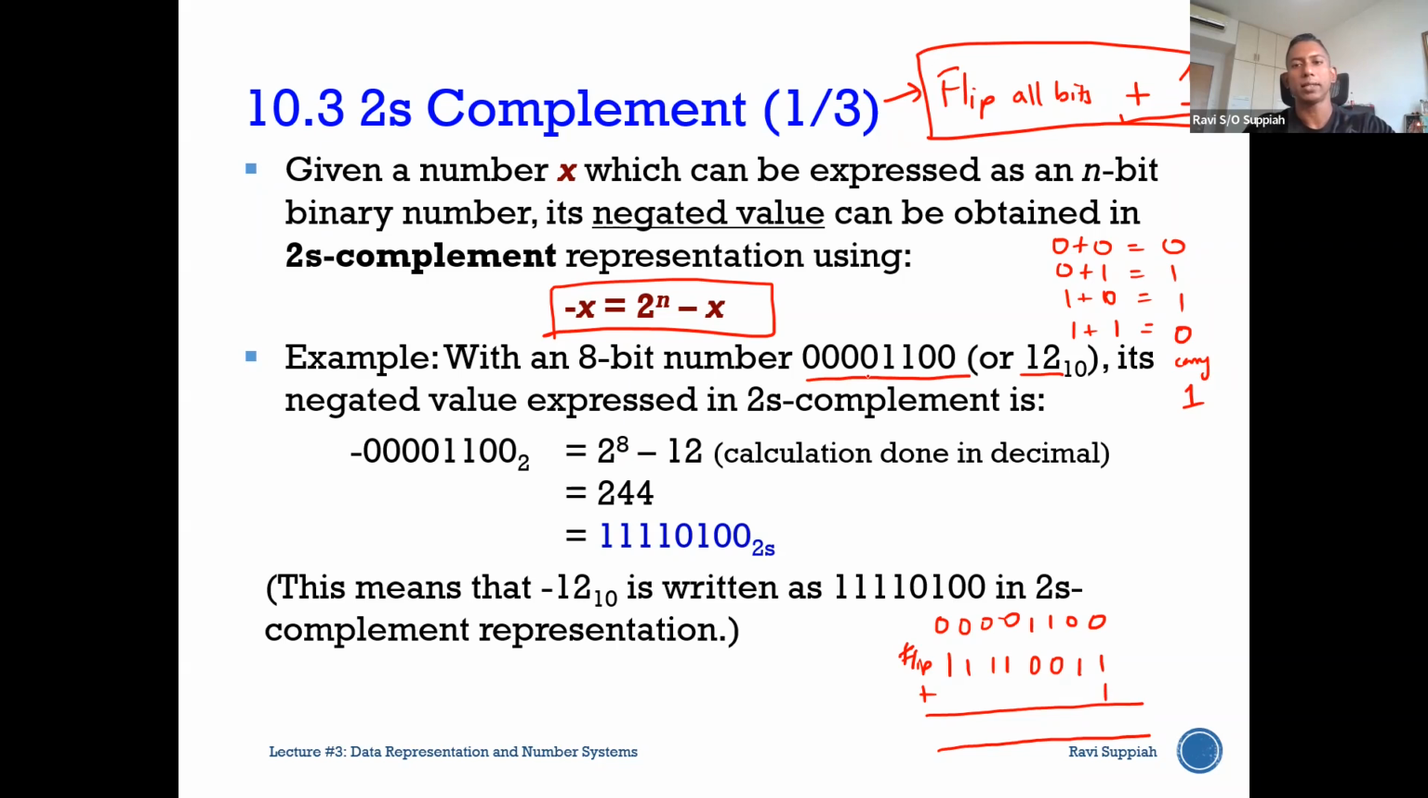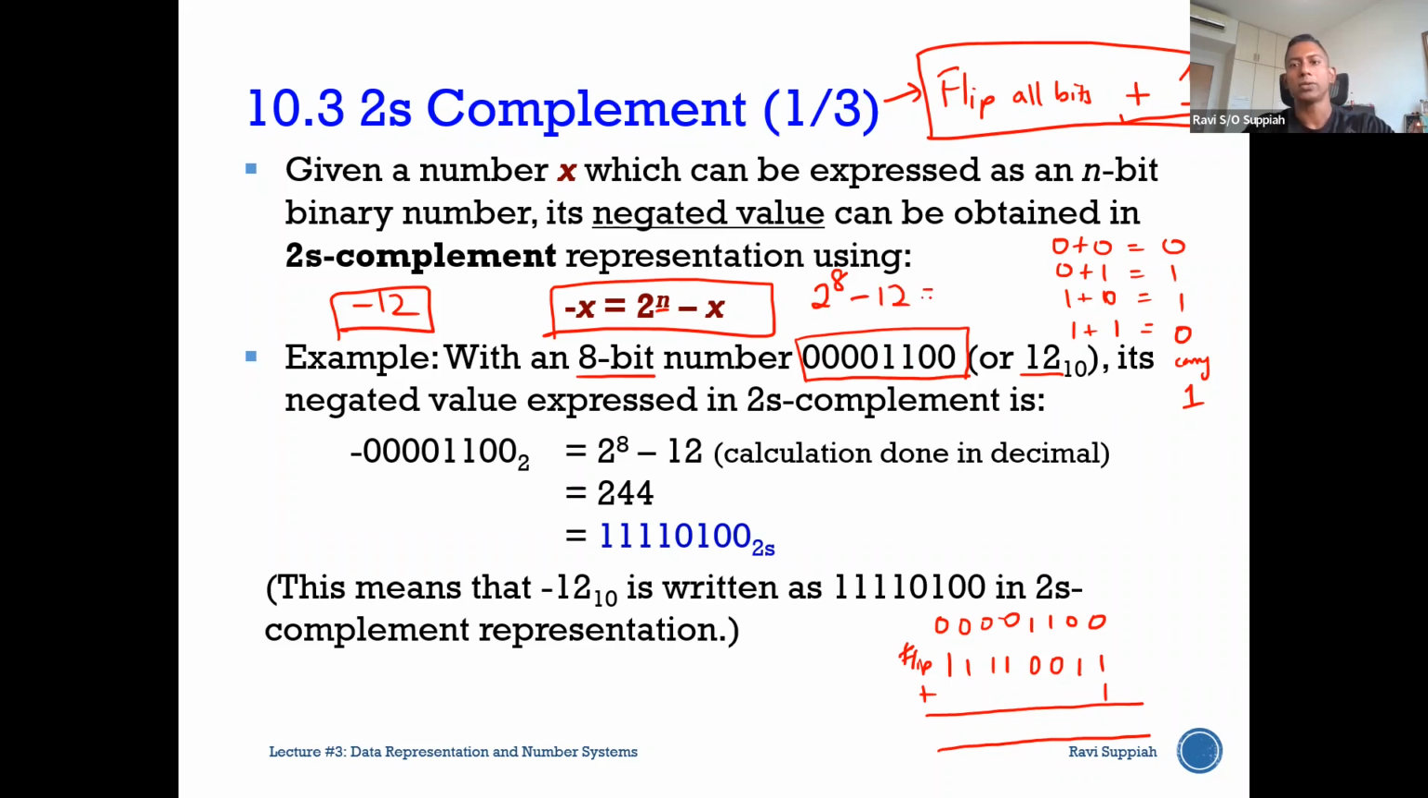Now, let's take this same number. This is an 8-bit number, so n is 8. So it becomes 2 to the power of 8. This n is the number of bits, so in this case, 8-bit. And if I want to find negative 12, I must take 2 to the power 8 minus x, which is minus 12.